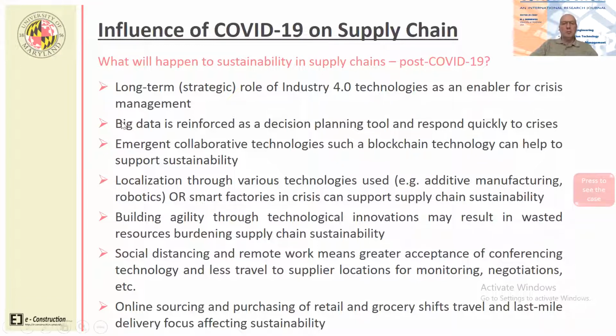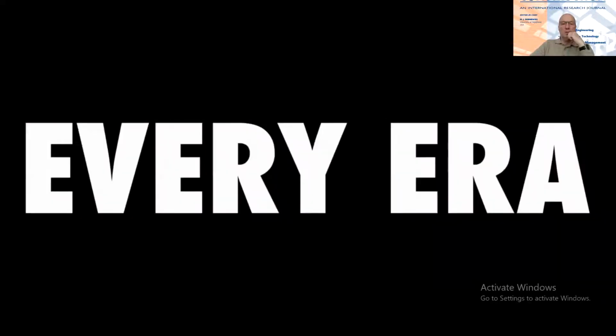I mentioned sensor-based systems, so localization through various technologies can also benefit greatly the construction industry supply chains. Smart factories in crisis can support supply chain sustainability, and here comes the role of additive manufacturing and robotics for that purpose. Very important technologies.